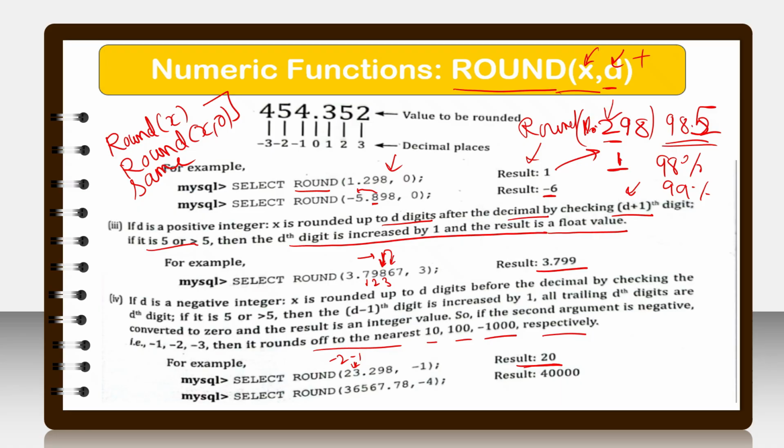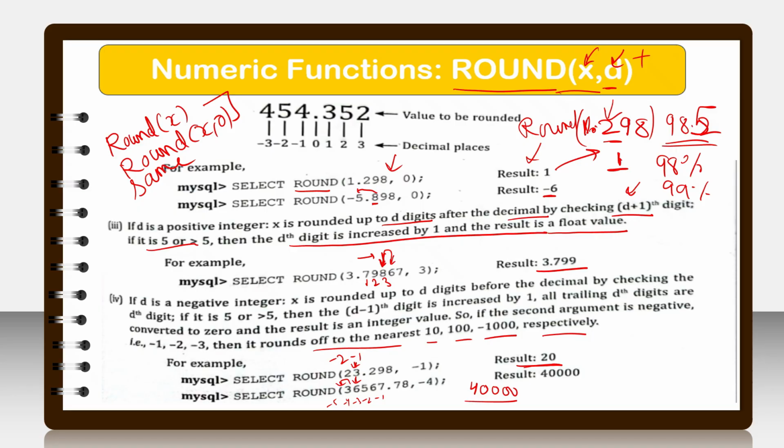Now see the second case, -4. So this is -1, -2, -3, -4 and -5. -4 means 1, 2, 3, 4. This value, the 6 value, is greater than 5. So what we will do, we will increase this value of 3. 3 plus 1 becomes 4, and all the remaining values become 0. 1, 2, 3, 4, 4 zeros we will put. So the answer is this.